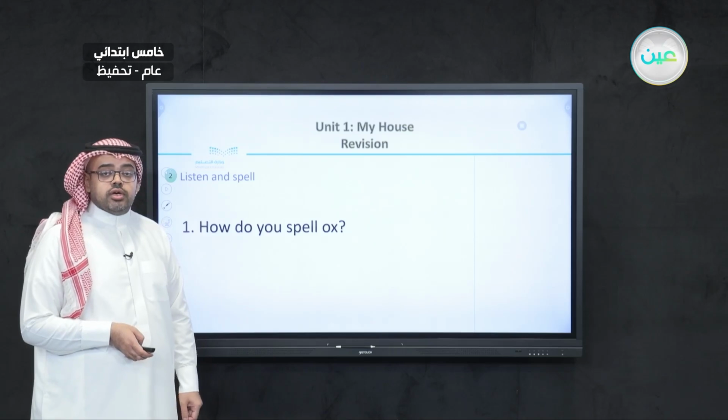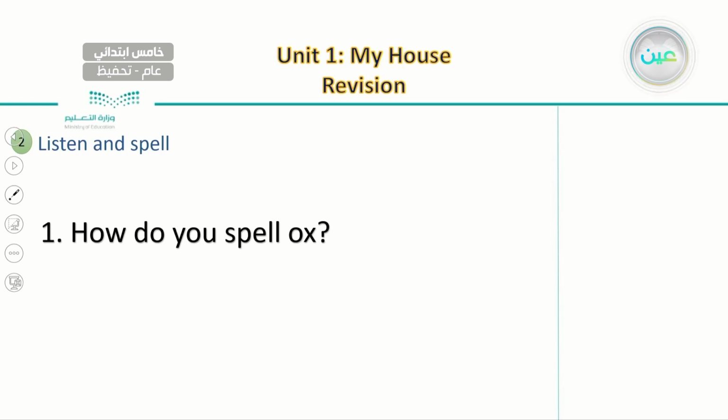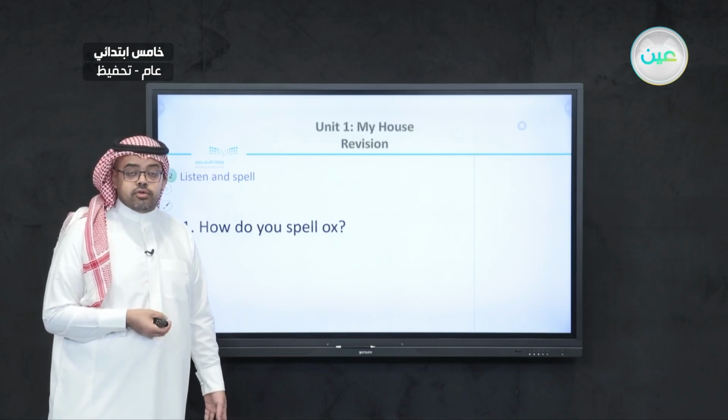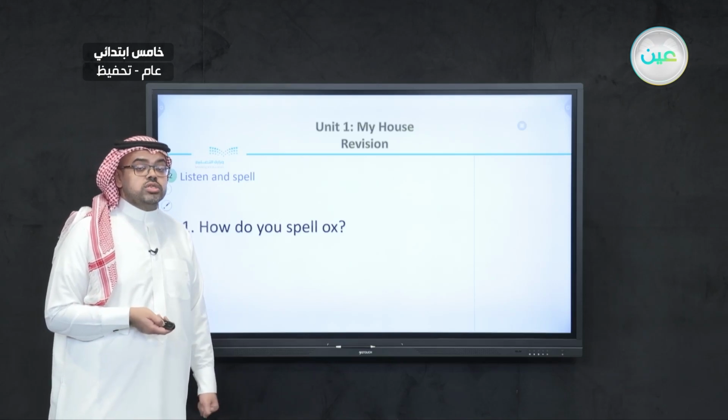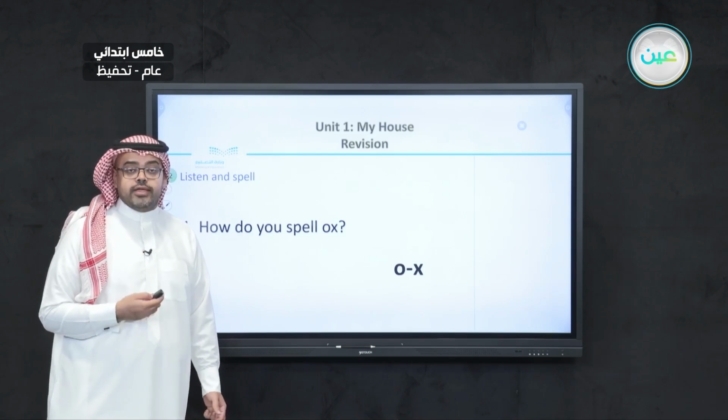And the other thing we did last time is that we listened and spelled how to say each of these words. And we said that what we mean by spelling is to tell exactly what letters a word consists of. For example, number 1, how do you spell ox? What are the letters that this word is made of? We can say the word ox can be spelled O and X.